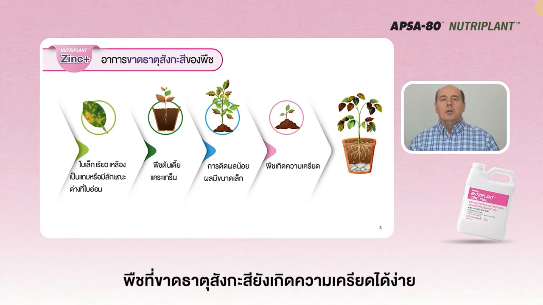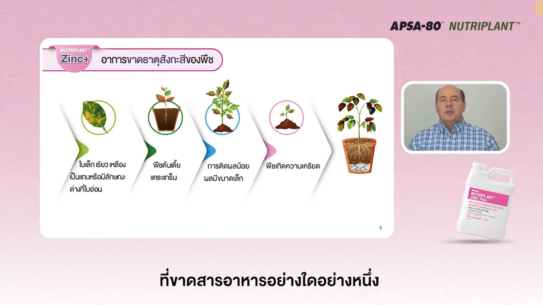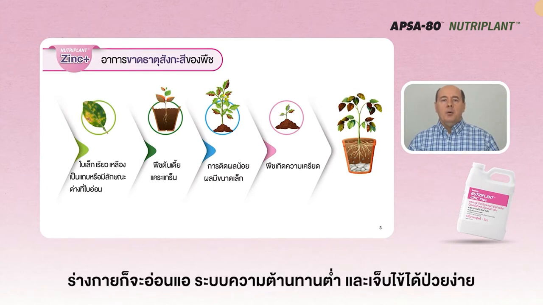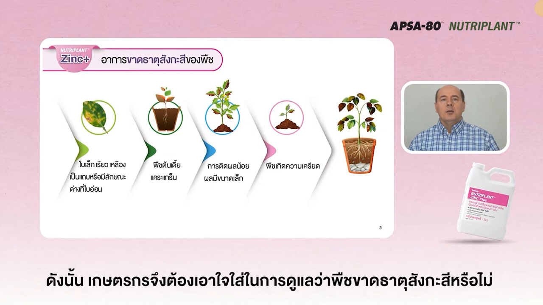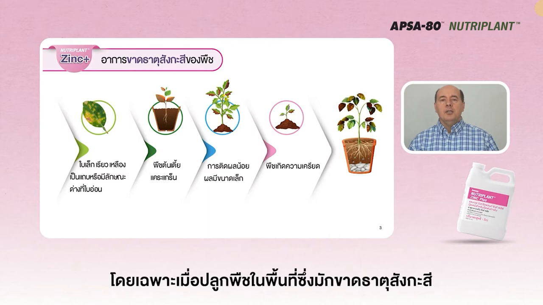The plants would also be more susceptible to stress, similar to humans. If something is missing in our bodies, for example, one of the nutrients, we are physically weaker. Our immune system is weaker, and we are more susceptible, for example, to diseases. So it's important that we pay attention to what is happening in the plant and make sure there is enough zinc, especially in the areas where the soils are commonly deficient in zinc.